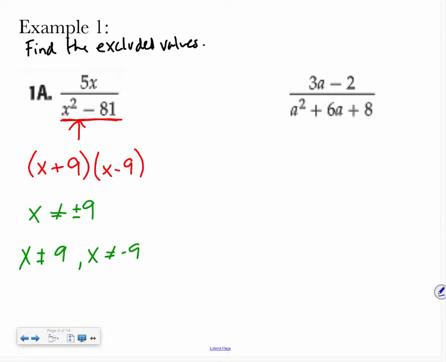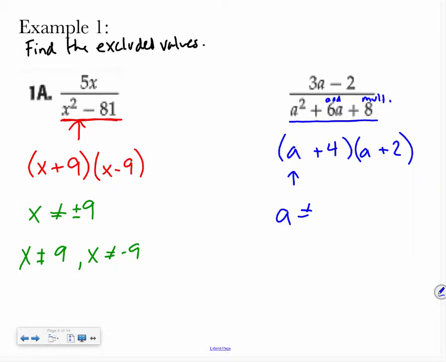Alright, let's take a look at our next expression. We have 3a minus 2 over a squared plus 6a plus 8. So again, let's take our denominator and break it up. What numbers add to 6 and multiply to 8? If I do 4 and 2, I know that they will add to 6 and multiply to 8, but they have to be positive, and we have our a. So for our excluded values, to make our denominator 0, we could plug a negative 4 in over here. So we could say a cannot equal negative 4, or you could say a cannot equal negative 2.